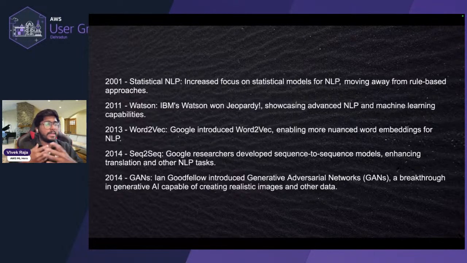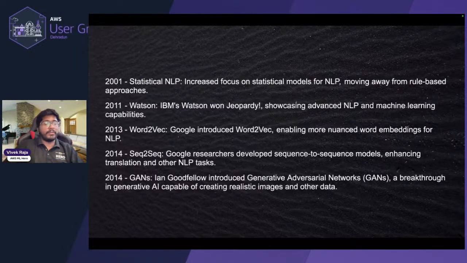In 2014, we had sequence-to-sequence models, which were a better way of working with word embeddings, and they hugely helped in a lot of NLP tasks. Also in 2014, we had GANs, generative adversarial networks. I think that was one of the initial sparks that led to everything we have right now. How it works is that we have a generator and a discriminator. Based on the inputs, the generator generates something and the discriminator accepts or rejects it. This is where we started creating realistic images.